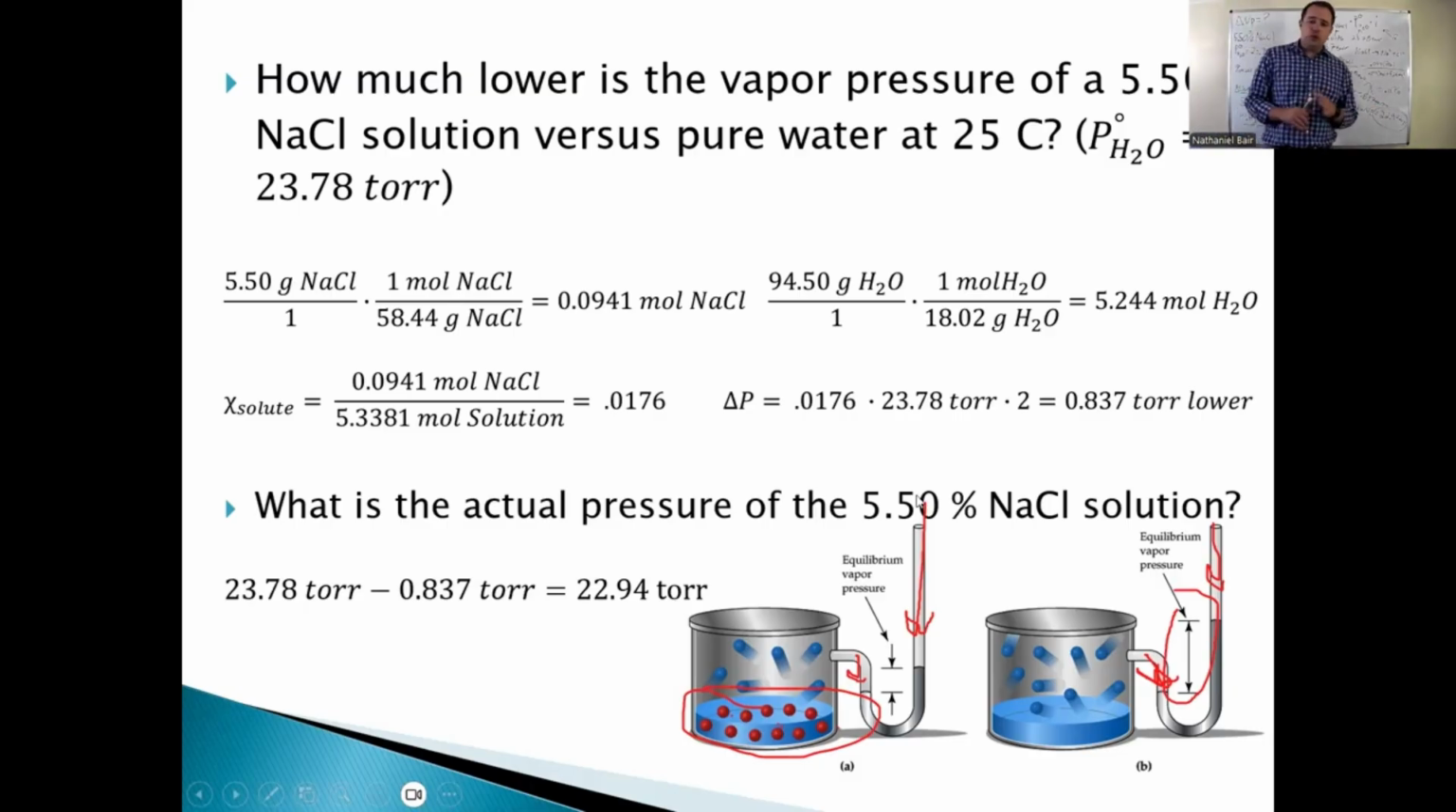So this is Raoult's law. This is the change in vapor pressure. How much is the vapor pressure going to change by? The change in vapor pressure is equal to the mole fraction times the pure vapor pressure of the solvent before you dissolved anything, times the van 't Hoff correction factor.